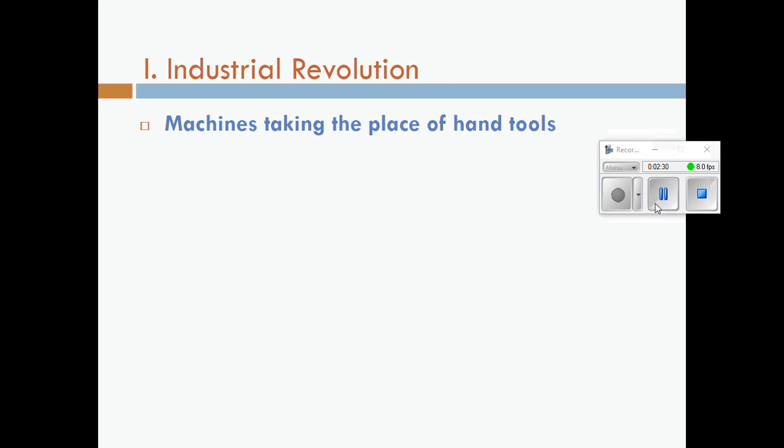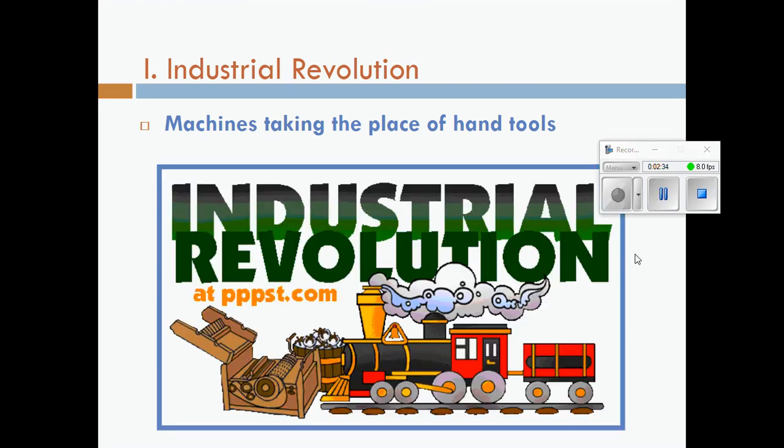So what we're talking about in this time period is when machines take the place of hand tools. Prior to this, and you see this in the Pioneer video that you're watching, Frontier House, they have to do all that stuff by hand. They have very few machines that will actually do the work for them.